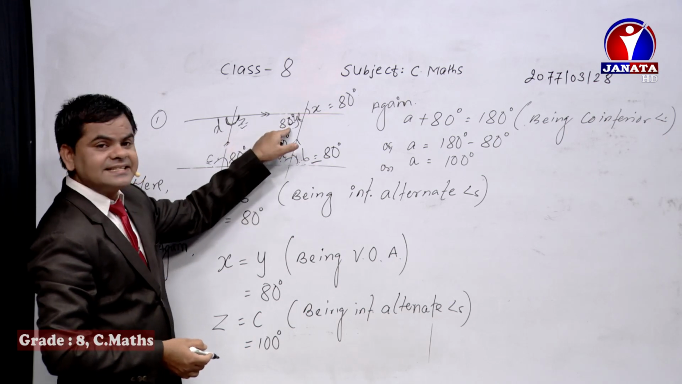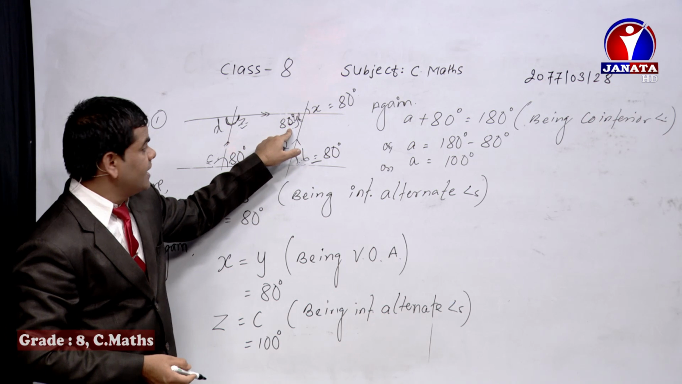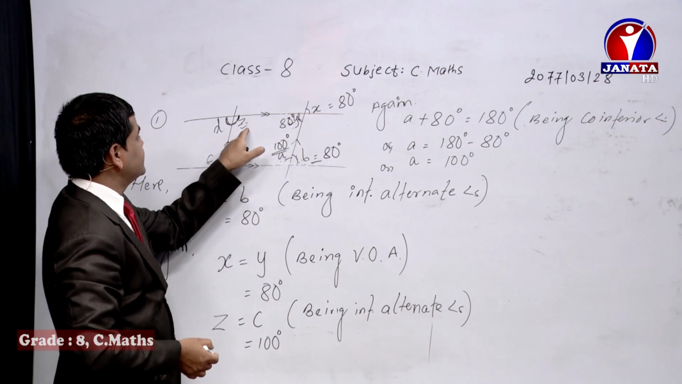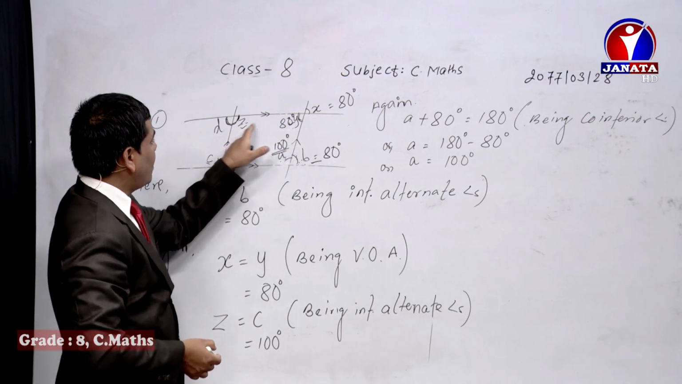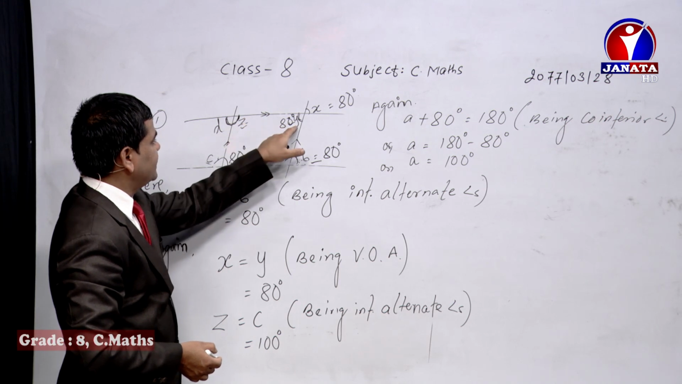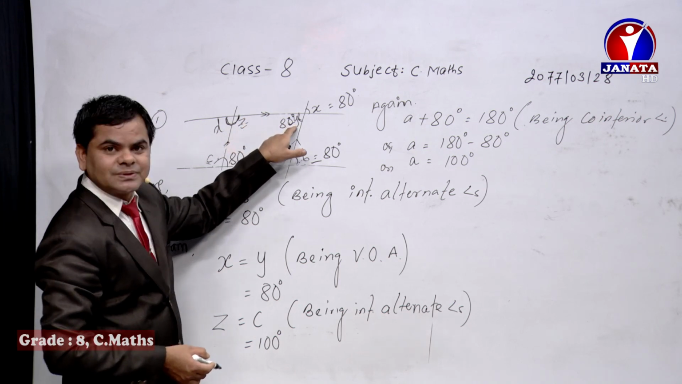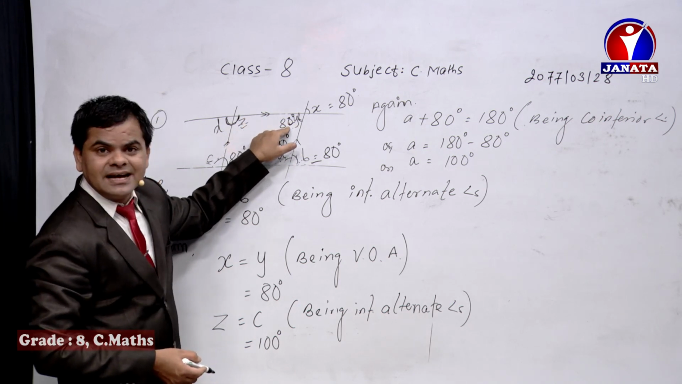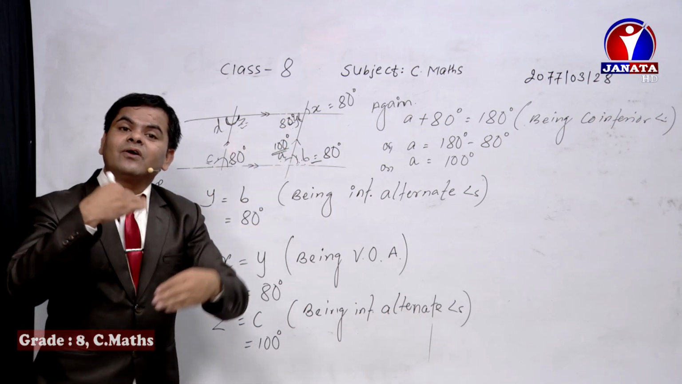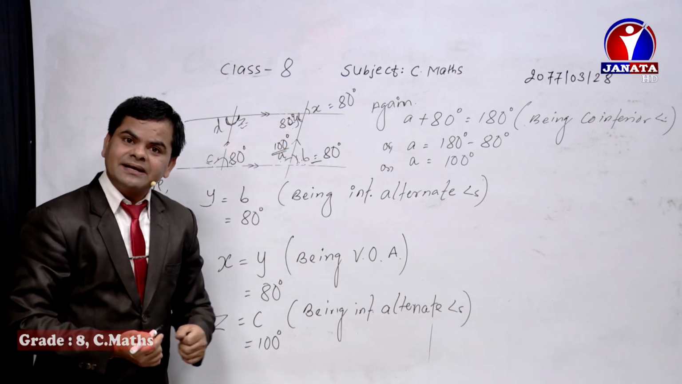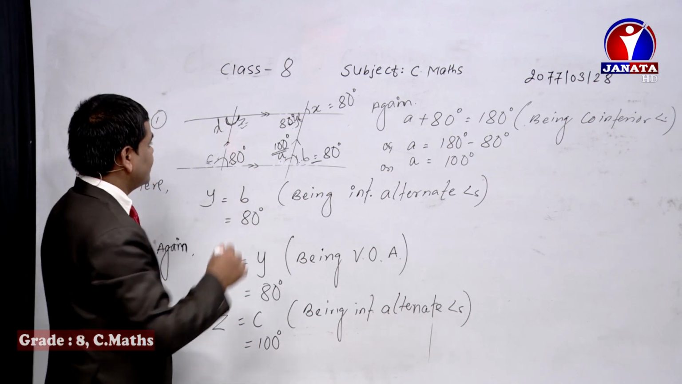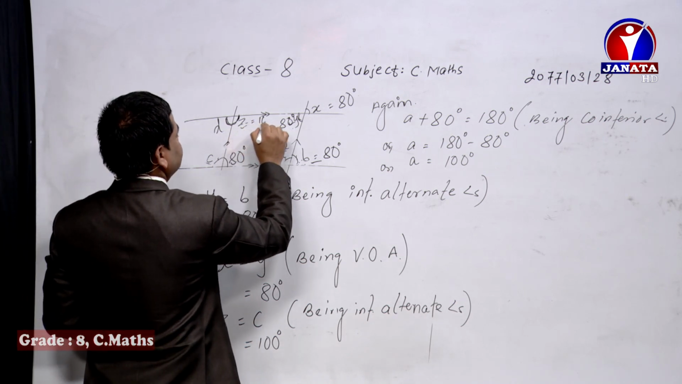Z plus 80 degree, they are co-interior to each other, and we can get the value of Z as the sum of these two angles to be 180 degree. What we have to do? As there is already 80 degree, to be 180 degree, how much remains? 100 degree. That's why you can write the Z value as 100 degree.